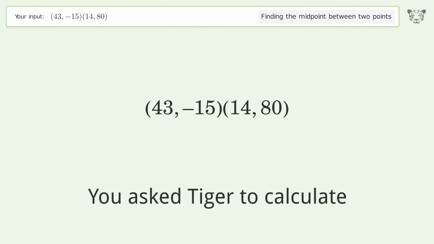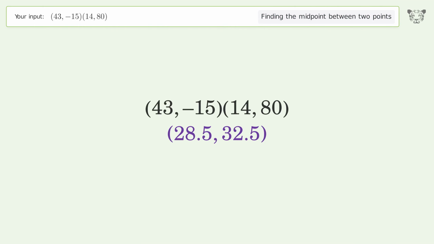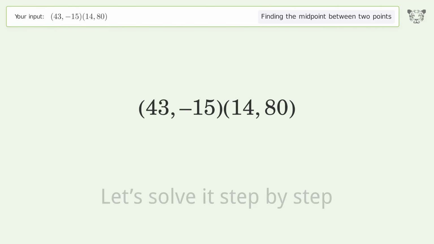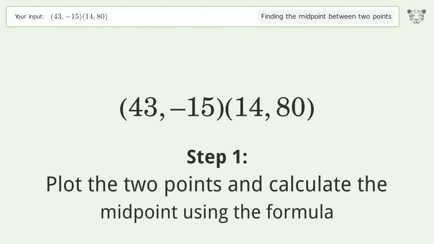You ask Tiger to calculate. This deals with finding the midpoint between 2 points. The midpoint between the 2 points is 28.5, 32.5. Let's solve it step by step. Plot the 2 points and calculate the midpoint using the formula.